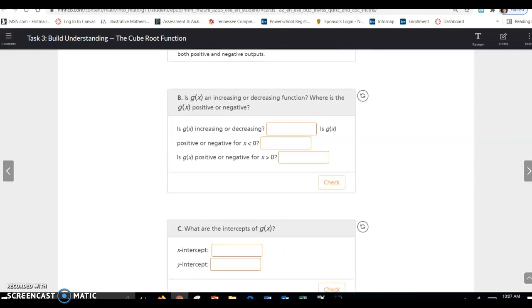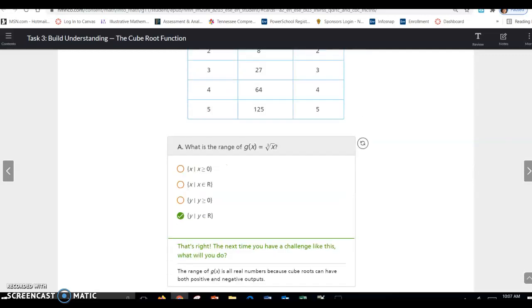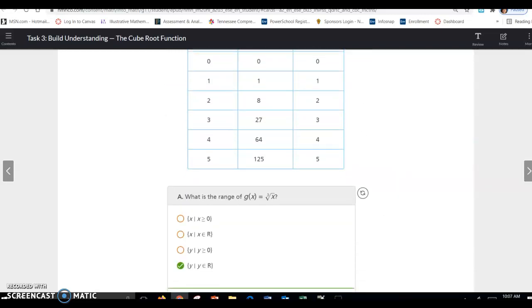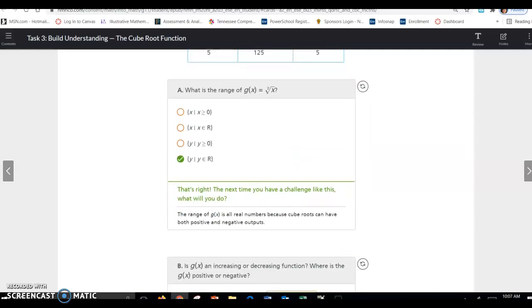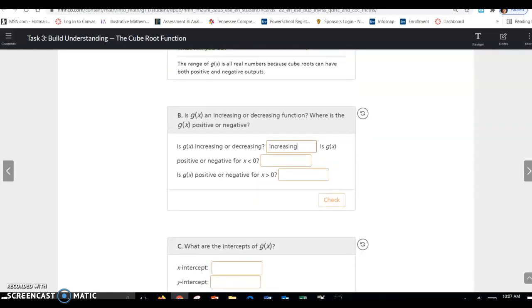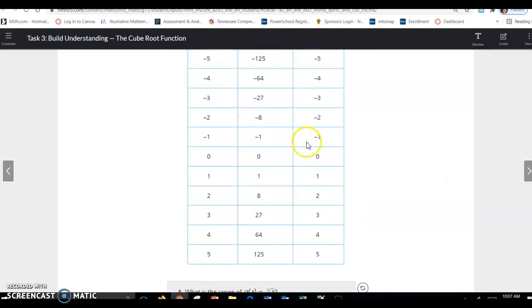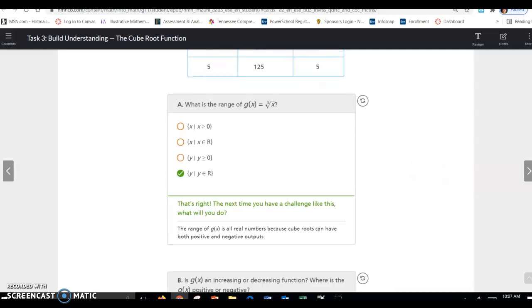All right, is g of x an increasing or decreasing function? Where is g of x positive or negative? All right, g of x would be increasing. And you can see that as the numbers that are put in, they increase. All right, is g of x positive or negative for x less than 0? When x is less than 0, it's negative, and when it's greater than 0, it's positive.